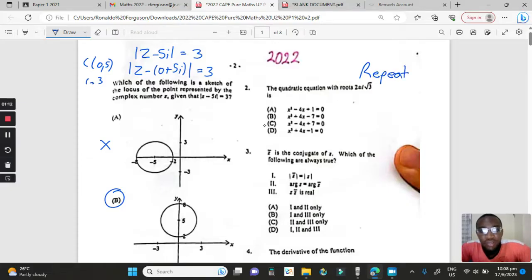Number 2, this is a repeat from the last year paper. I remember it was 4x plus 7. This was the answer: x squared minus 4x plus 7. Alright, that was the answer.